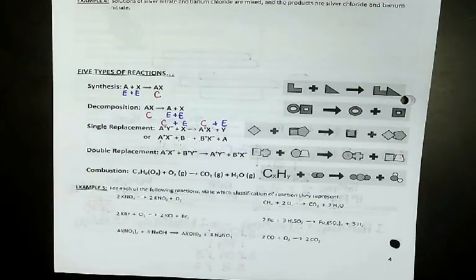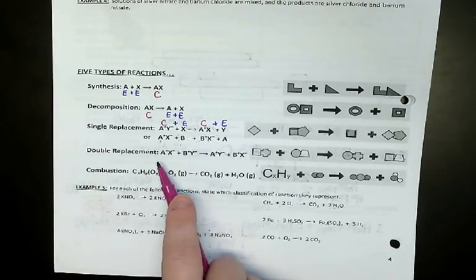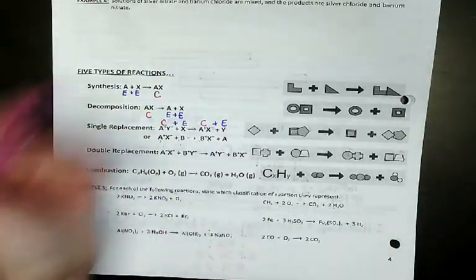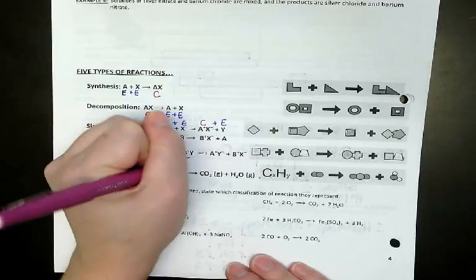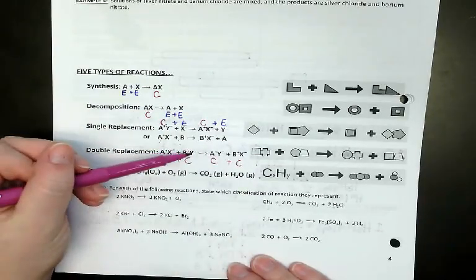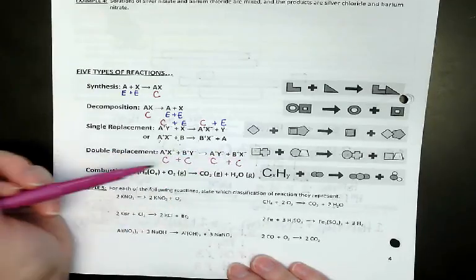Okay? Next one, double replacement. It's like a swap. So double replacement is a compound plus a compound to form a compound plus a different compound. So AX plus BY forms AY plus BX. X and Y switched partners. Okay? X is now with B, Y is now with A.